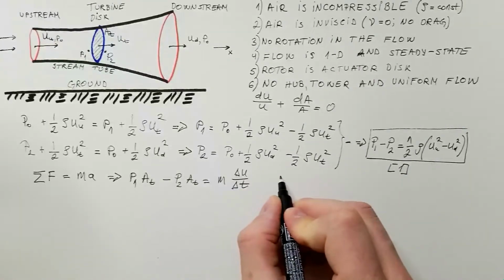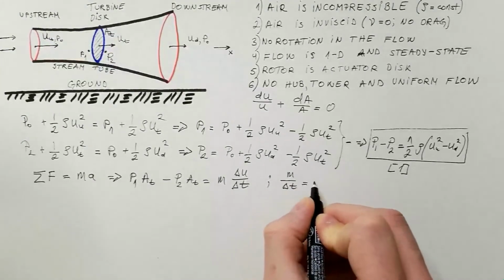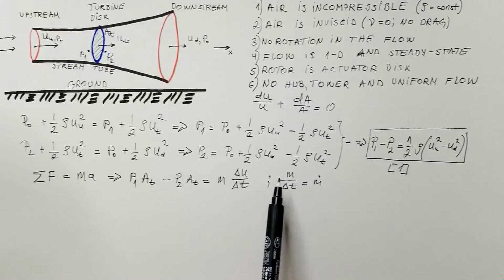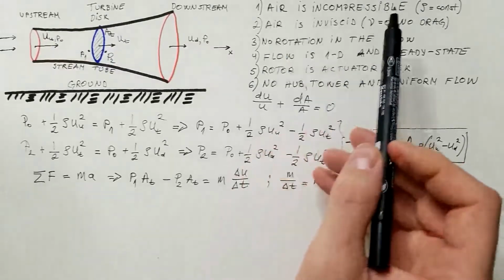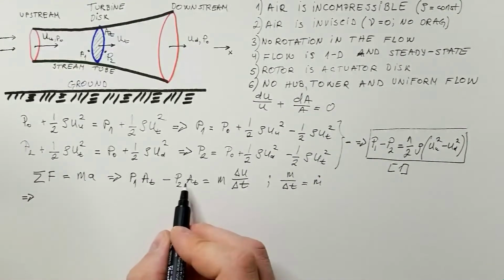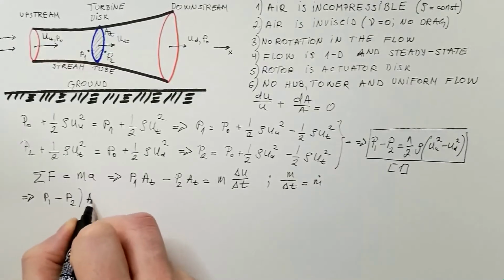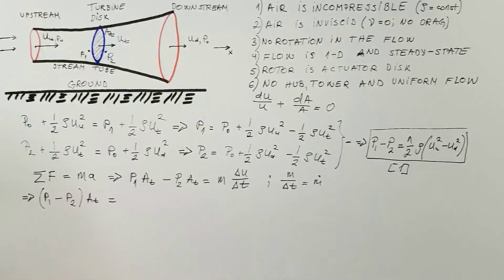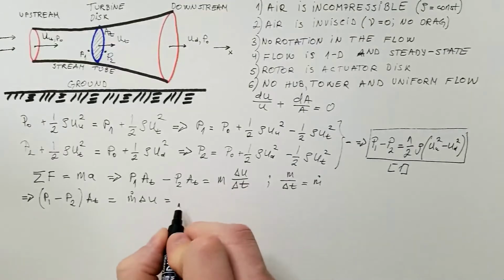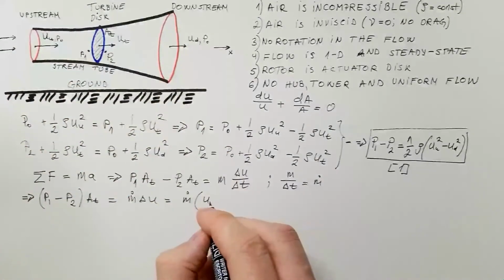Now we know from my previous videos that m over delta t is the so-called m dot, which is the mass flow rate. And I don't necessarily have to put delta m here because air is incompressible and there is no change of mass with time, which means I can rewrite this equation as P1 minus P2 times AT is equal to m dot delta U. Or the right hand side is equal to m dot, what is delta U? Well, that is U upstream minus U downstream.